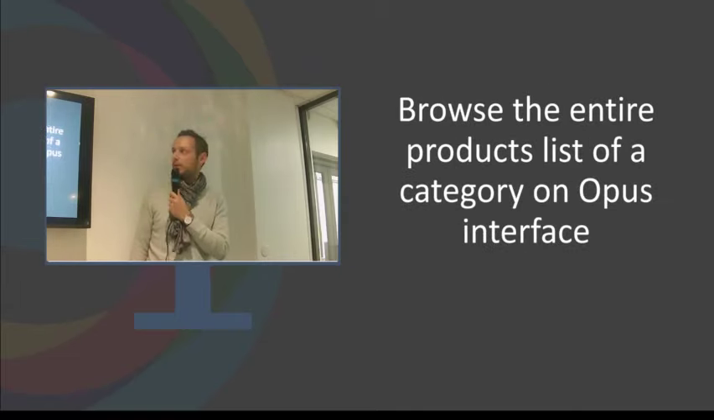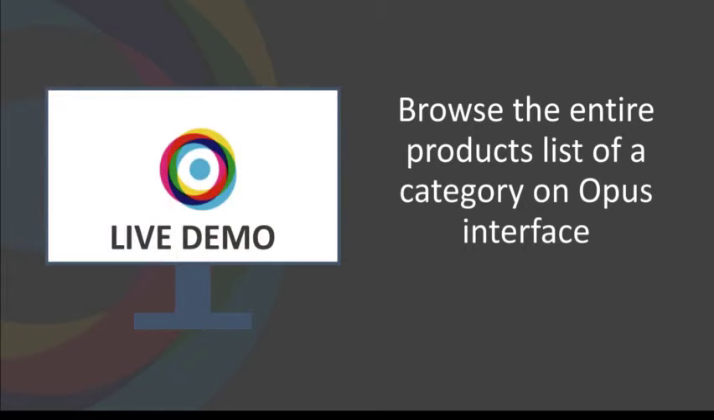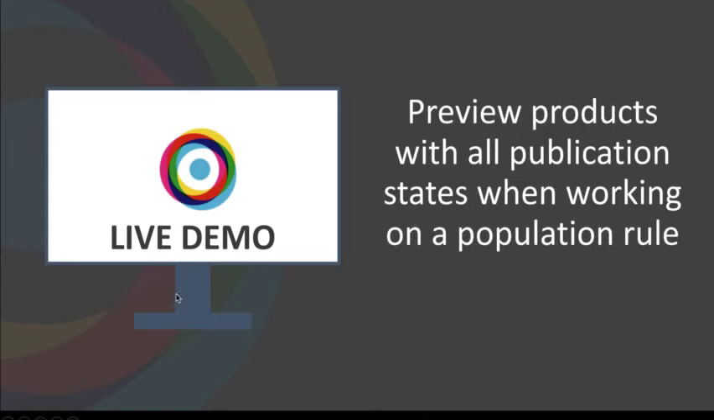Another feature we added is being able to browse the entire product list of a category on the Opus interface. Some of you may have seen it. There was a need to say, okay, I work on my population rule and I want to see if everything is okay or not. So I want to check if all the references, all the products are okay in the family. The second feature was, when I'm working on my population rule, to check which products are published or not published, and why they are not published, and so on. So we want a preview of the products before saving the rule. So let's go for the demo.